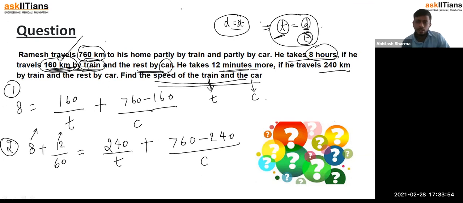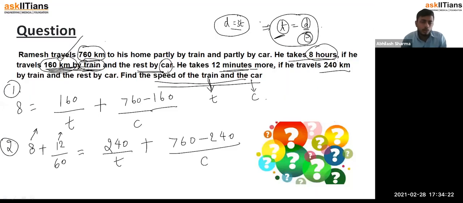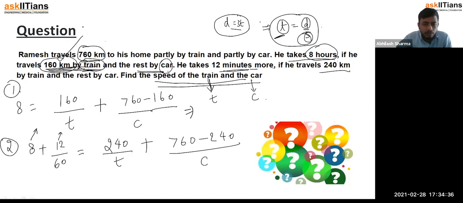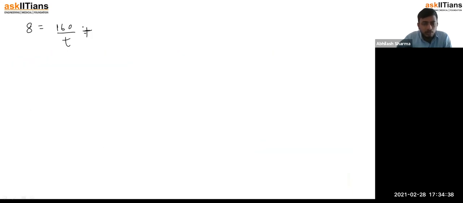reduced to linear equations and can be easily solved. So let us have a look now. Let us try to solve it. First of all, on simplifying, what are these becoming actually? Let me write on a new page. 8 is equal to how much? 160 by t plus, what is 760 minus 160? It will be 600, I think, right? 600 by c.